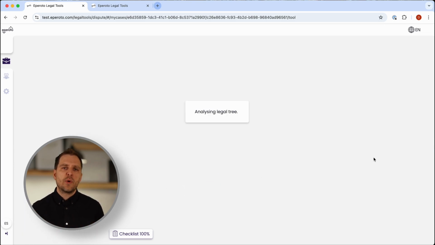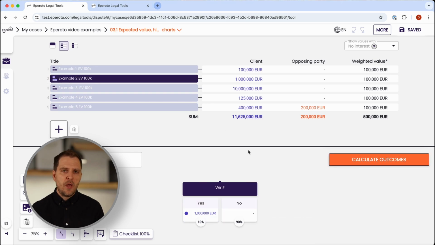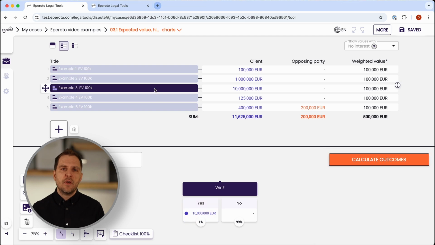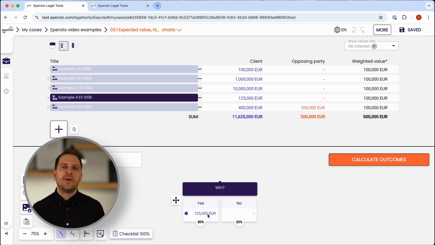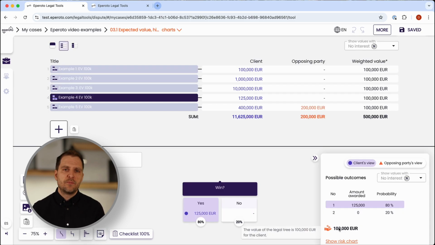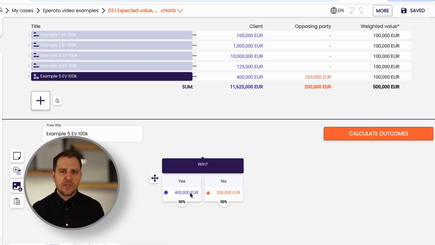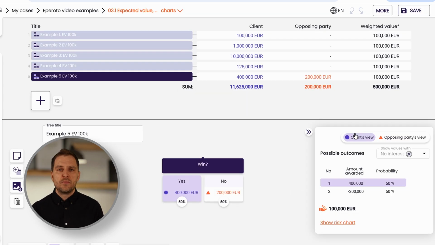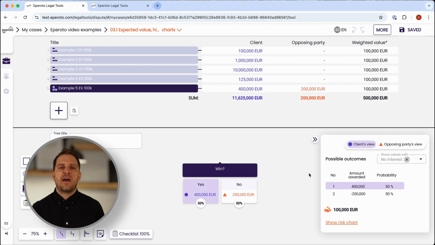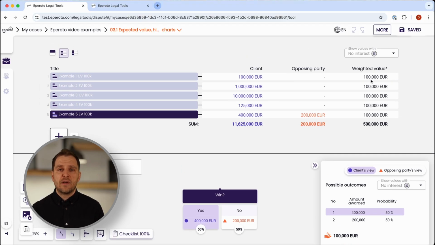1. A certain win of 100,000. 2. A 10% chance to win 1 million. 3. A 1% chance to win 10 million. 4. An 80% chance to win 125,000. And 5. A 50% chance to win 400,000 and a 50% chance to have to pay 200,000 to the other party. All of these claims have the same expected value of 100,000, but they're obviously very different bets.